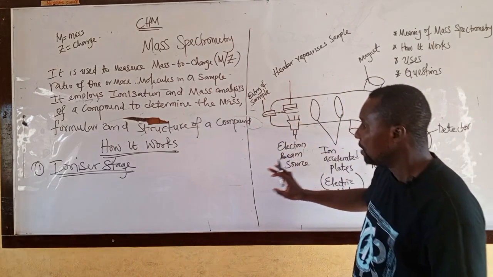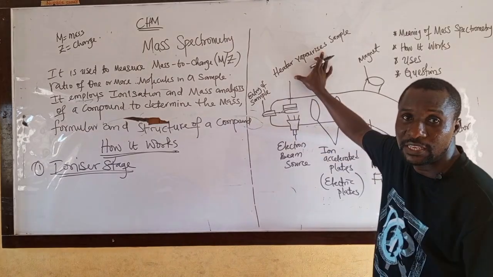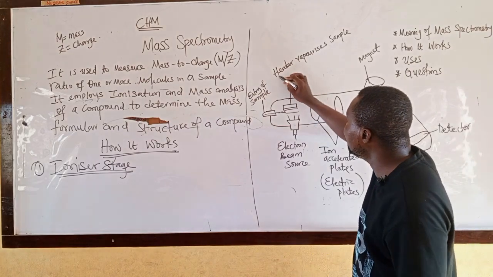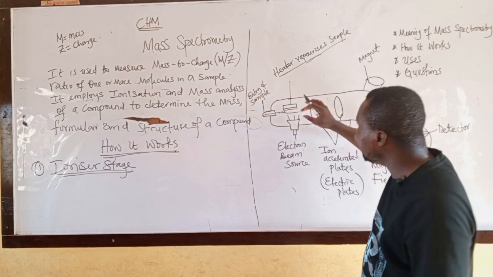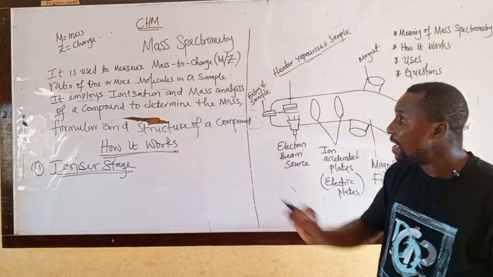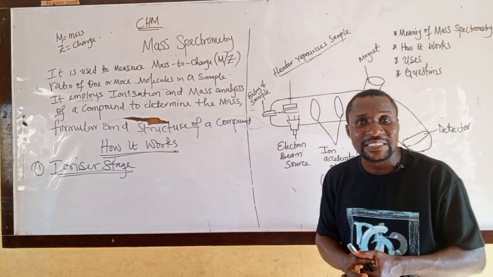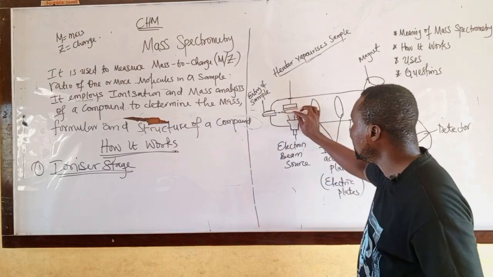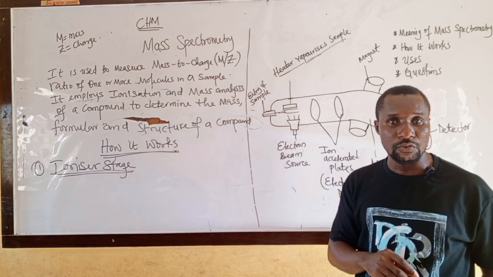At this stage, I will use these two things to explain. The ether vaporizes the sample. The ether will eat the sample. When current is passed, the ether will eat the sample, and the sample will be vaporized. Take note of that.